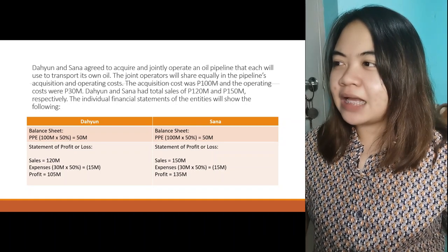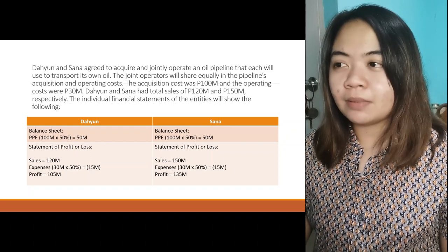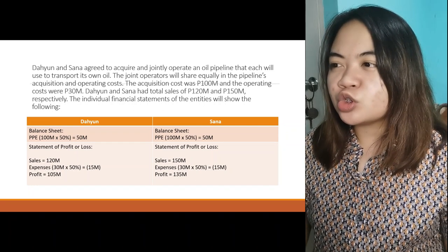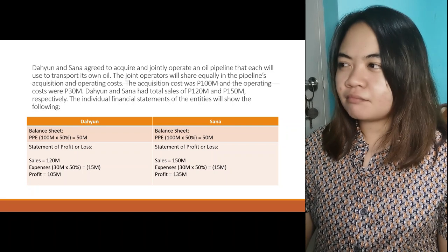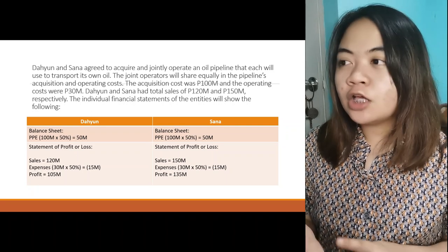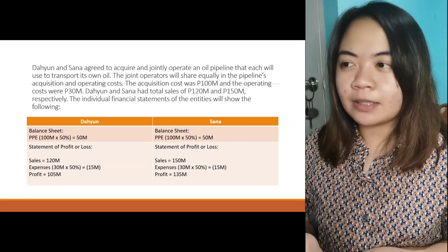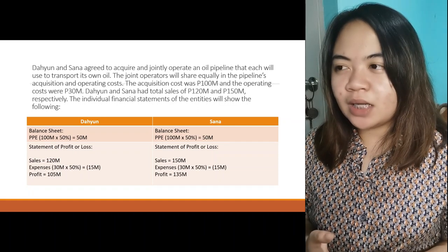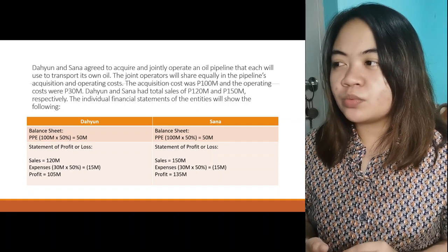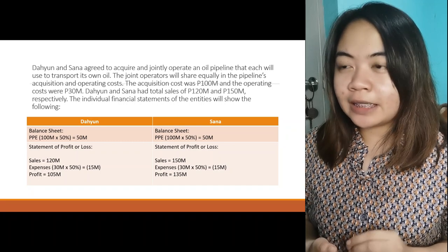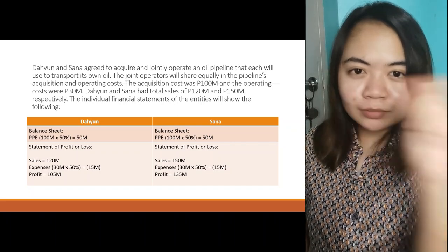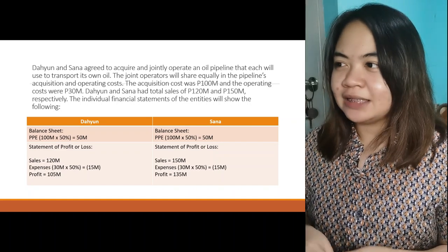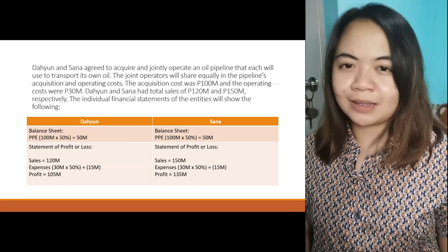Dayon and Sana agreed to acquire and jointly operate an oil pipeline that each will use to transport its own oil. The joint operators will share equally in the pipeline's acquisition and operating costs. Tingnan. The acquisition cost was 100 million and the operating costs were 30 million. Okay, so, kailangan pag nag-analyze ka ng problem, ina-underline mo talaga yung important terms nila, yung contractual terms. Dayon and Sana had total sales of 120 and 150 respectively.